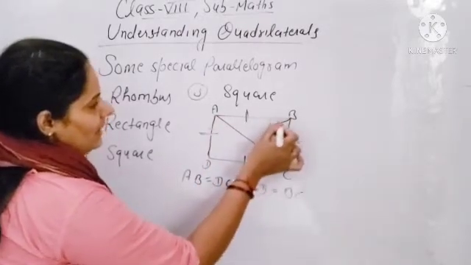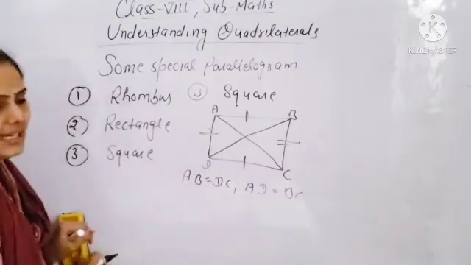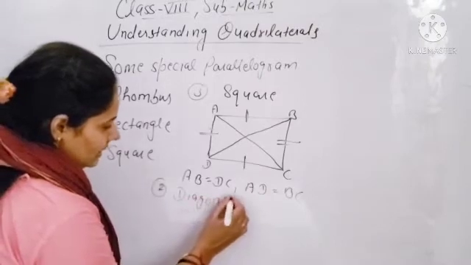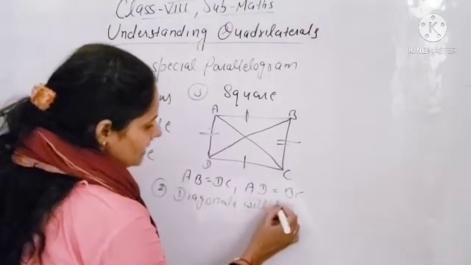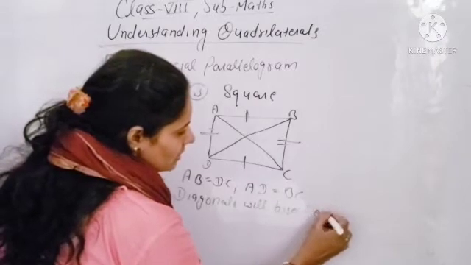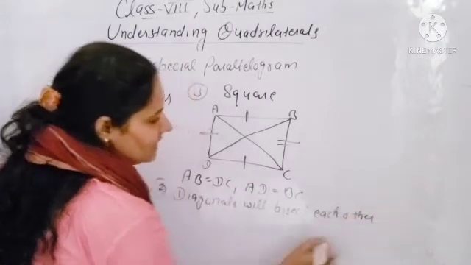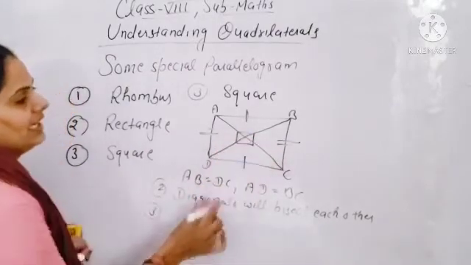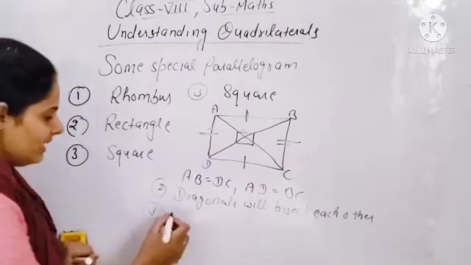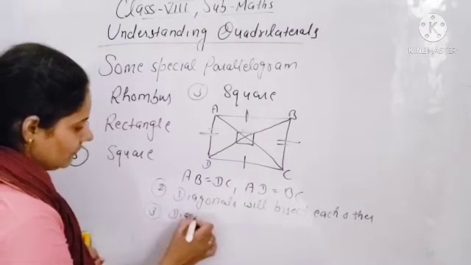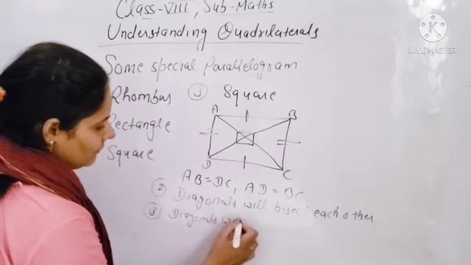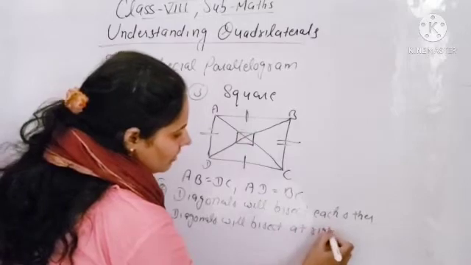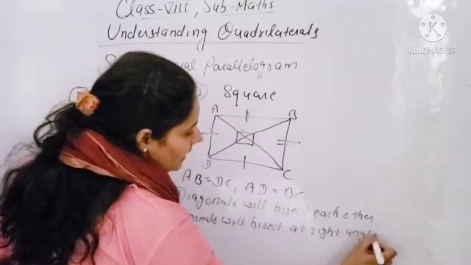If you take the diagonals of the square, the diagonals will bisect each other. Third property, diagonals will bisect at perpendicular. Here also they will make an angle of 90 degrees, beta. So in a square also, diagonals will bisect at right angles.